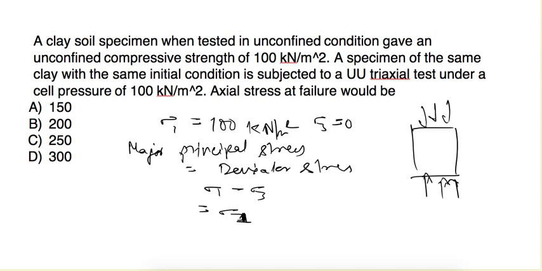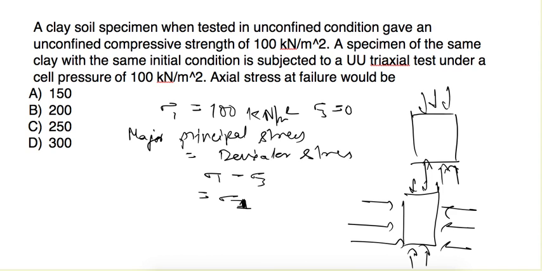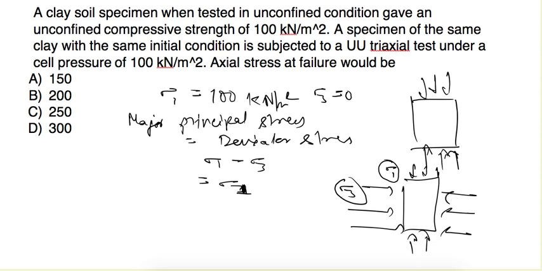Now what else is given? A specimen of the same clay with the same initial condition is subjected to a UU triaxial test. So again we took one more sample and we did the unconsolidated undrained test. In that case there will be sigma 3 also and sigma 1 also in this test, so both are there, and it has been given that the cell pressure is 100 kilonewton per meter square. It means that sigma 3 is equal to 100 kilonewton per meter square, and sigma 1 we know from the initial test.